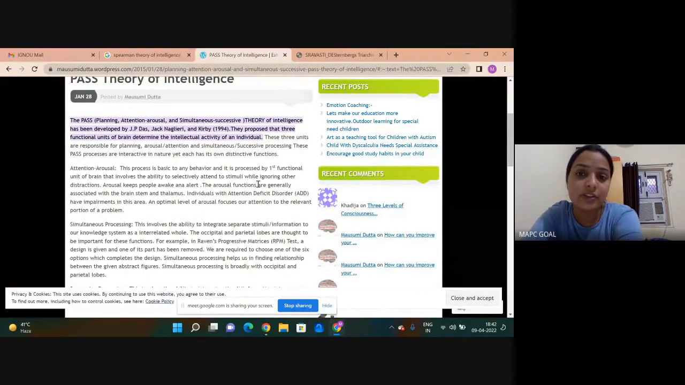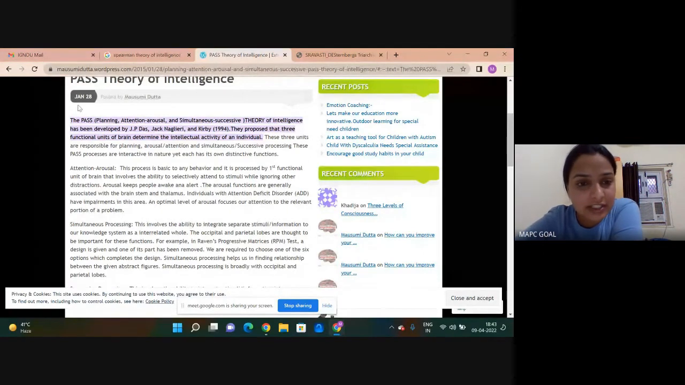So these researchers: Spearman, Howard Gardner, Robert Sternberg, then we have, who else? Thurstone. So all these people, and also the model by J.P. Das, Jack Naglieri, and Kirby, they believed that everybody has their own unique abilities or specific intelligence. So that's what they believed.